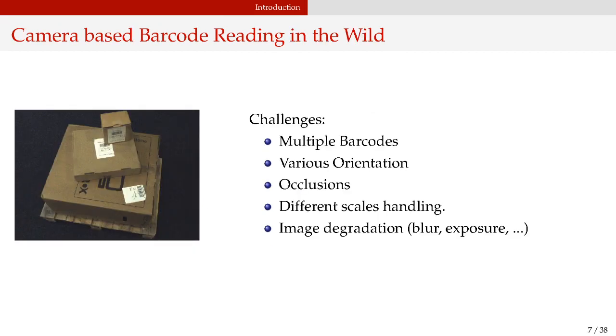But what if the barcodes, or better said, some goods with barcode labels, only pass a camera which is stationary? Then, as the example image shows, we get a few challenges when it comes to decoding the barcodes. We can have multiple barcodes in one image with various orientations. Some occlusion can happen. The barcode labels can be at different distances to the camera, so the scales differ, and the image at all can have some degradation, such as being blurry or under- or overexposed.